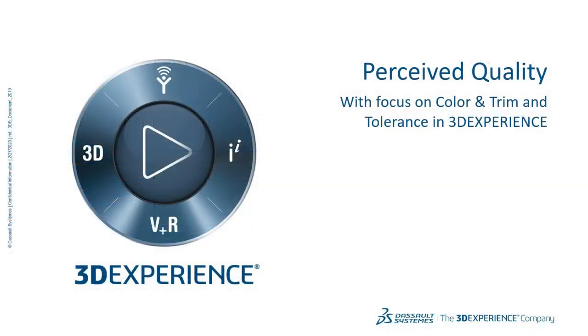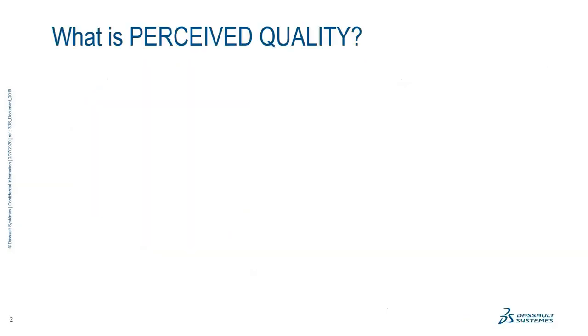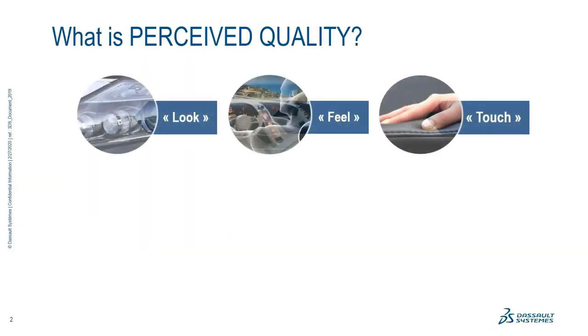Today with the focus more on the tolerance and 3D experience, we defined perceived quality also as a topic of color and trim. Perceived quality is about the look, the feel, and the touch, basically. So everything is very important for you as a customer to experience your product.